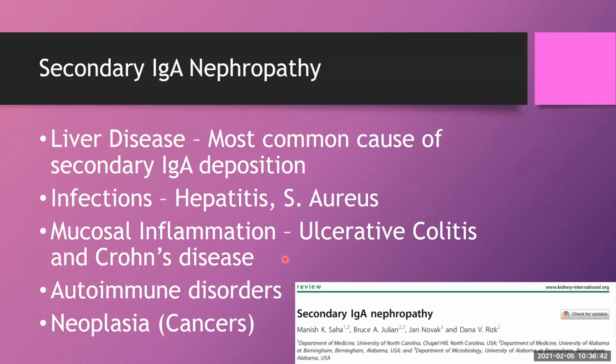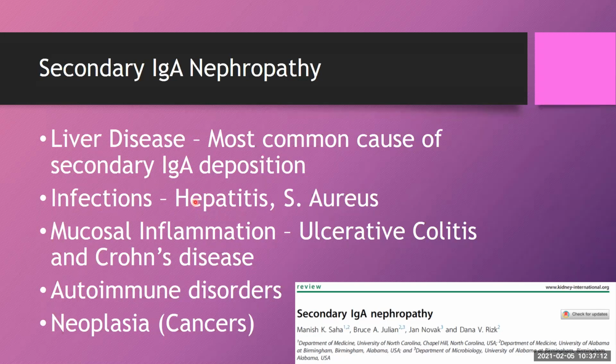And there are a lot of theories about how this happens, but some of the more common primary diseases that cause secondary deposition of IgA in the kidneys are listed here. So liver disease, big one, most common cause of secondary IgA deposition. People with alcoholic cirrhosis have abnormally glycosylated IgA in the serum, which leads to IgA deposition in a fashion similar to what I described earlier. It's going to be the same for most of these.